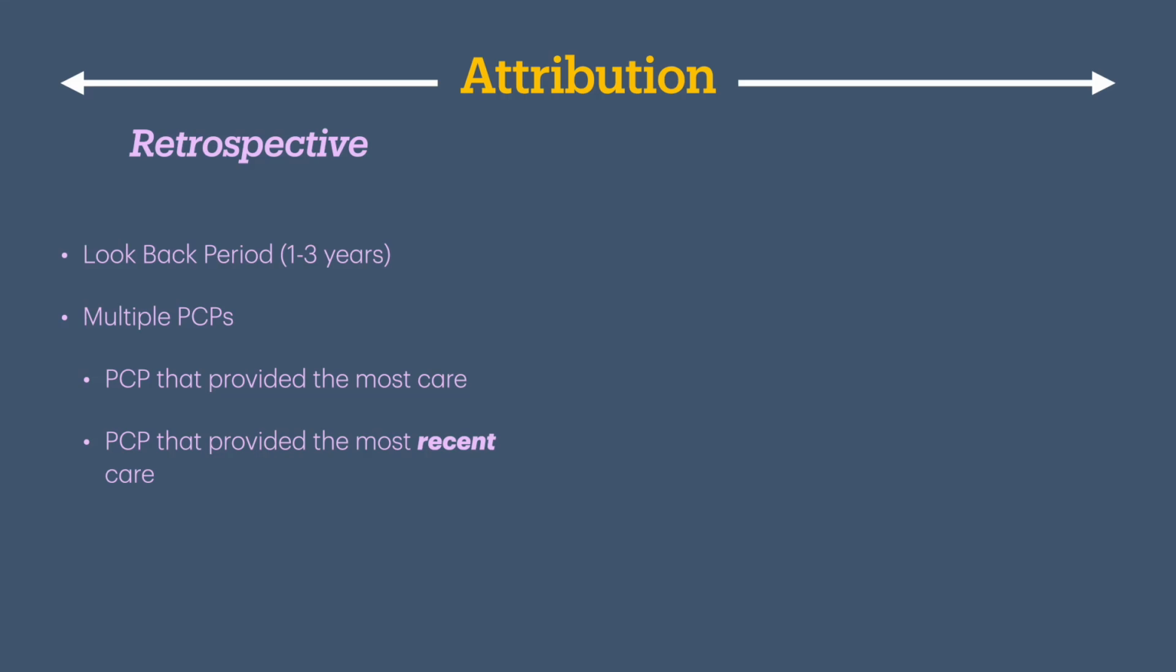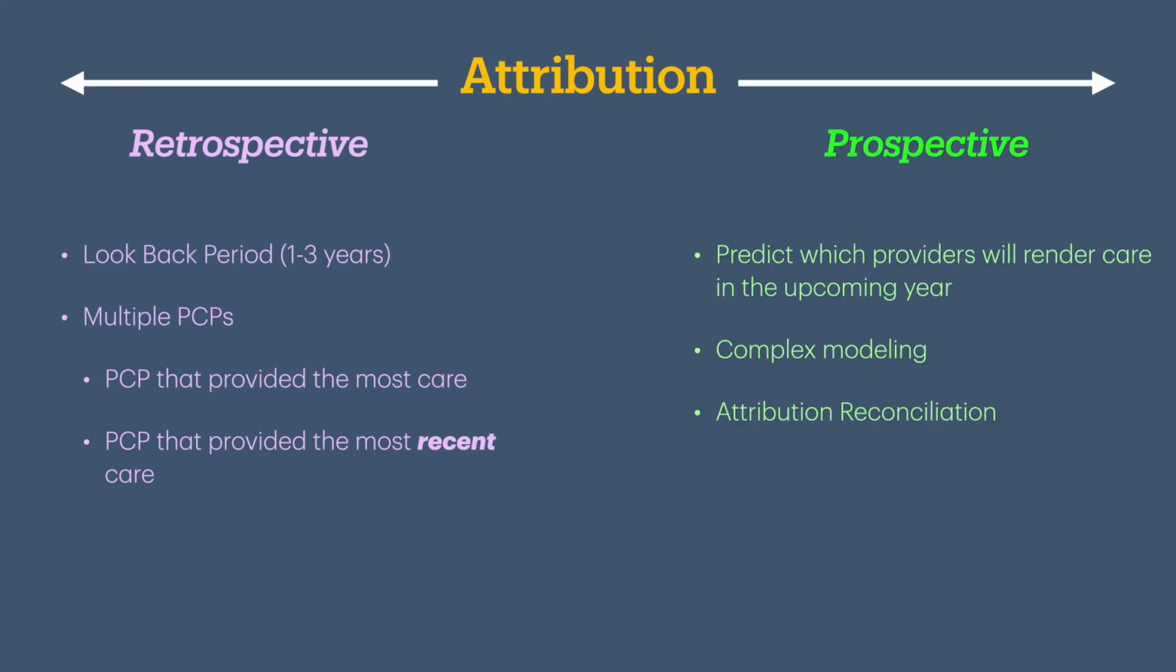Starting to get confused? Let's make this even more confusing. Prospective attribution. This tries to use the magic of data prediction models to see into the future. That is, which primary care physician will provide care to patients in the future. However, since we cannot predict the future, the insurance plans have to perform what's called an attribution reconciliation to make corrections to the predictions after the measurement year. So if the measurement year is 2022, then sometime in 2023, the insurance company will make corrections and reassign all the patients to the PCP based on pre-specified criteria or the retrospective attribution model.